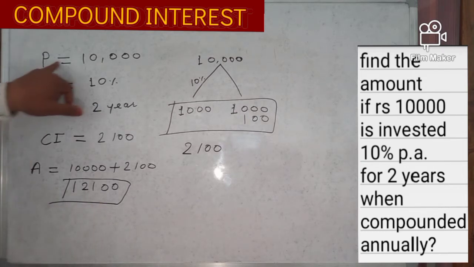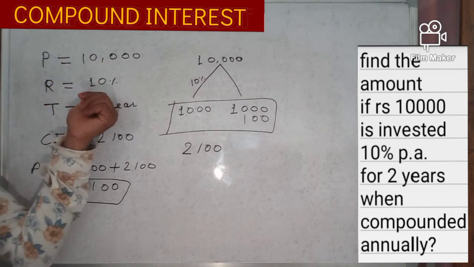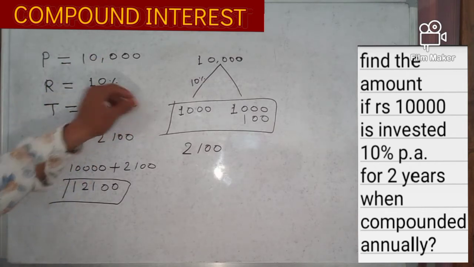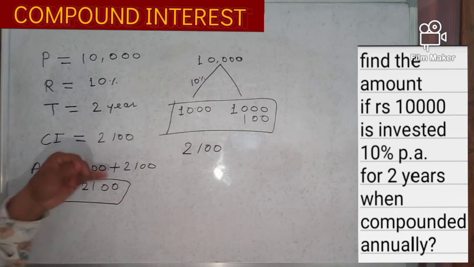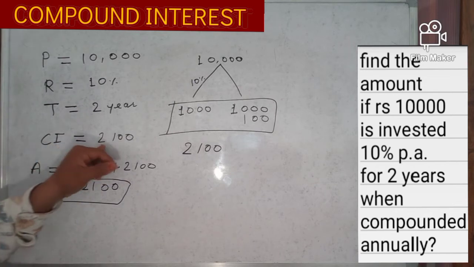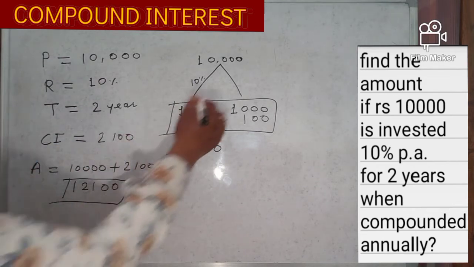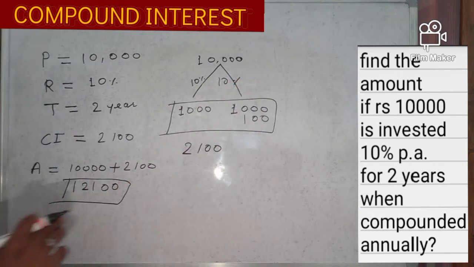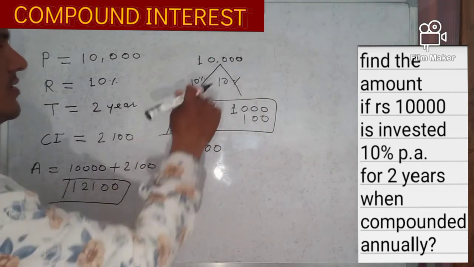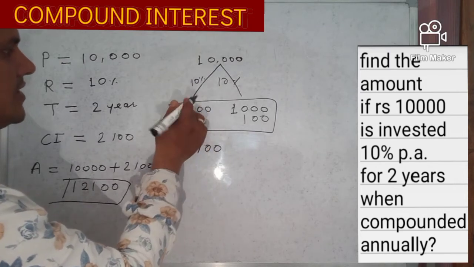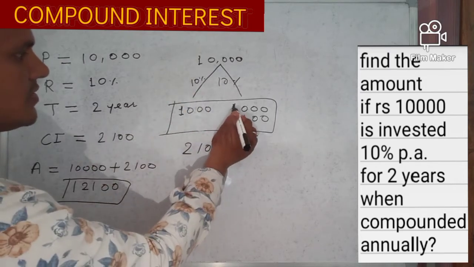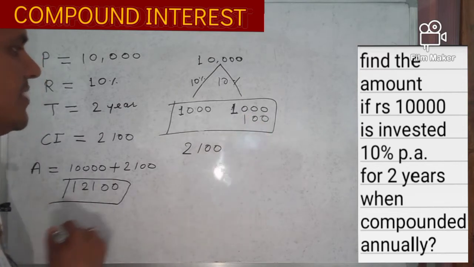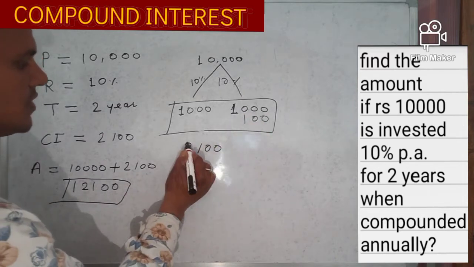See here friends, principal is given 10,000, rate of interest is given 10%, time is given 2 years. We need to find the compound interest. So here the rate is 10%. 10% of 10,000 is 1,000, and again 1,000 at 10%. So total this area is 2,000.